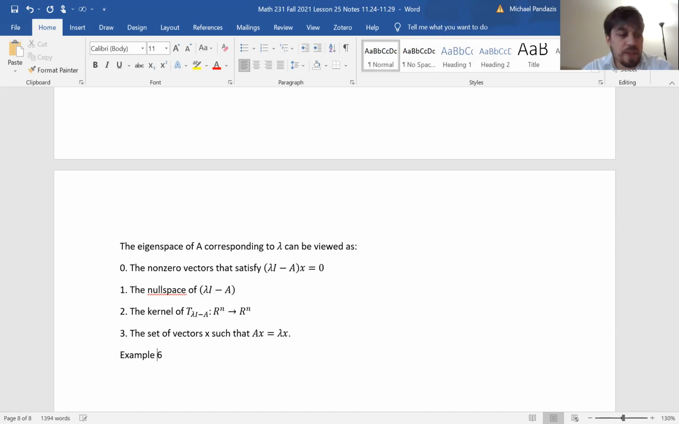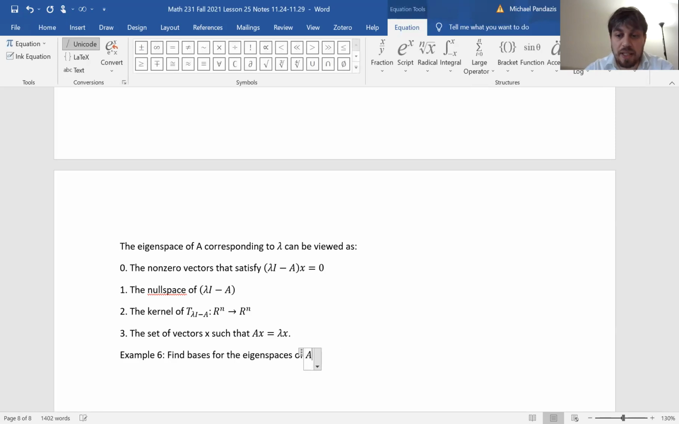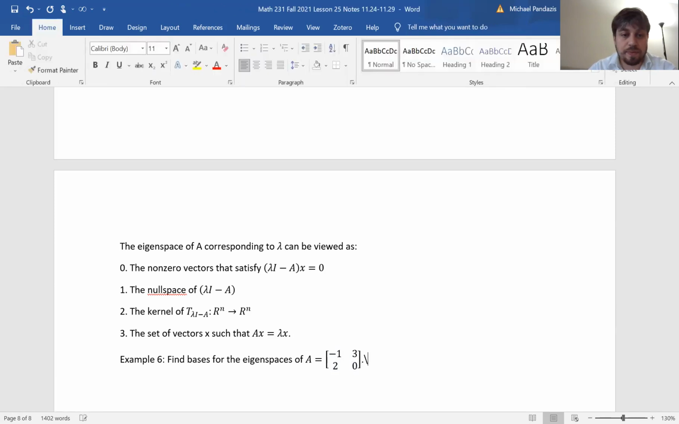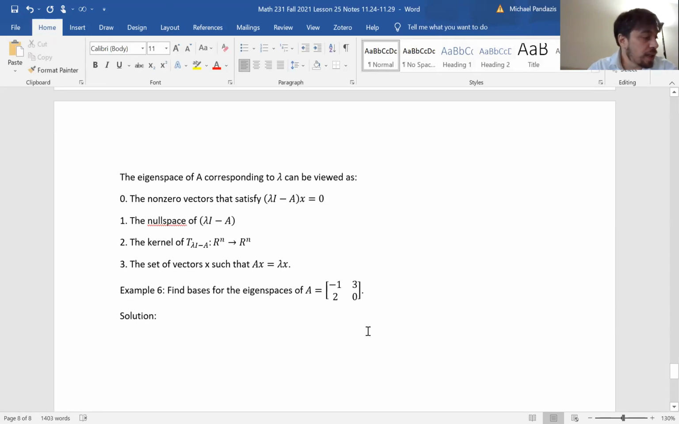Okay, so in example 6, we find the bases for the eigenspaces of matrix A, which is this 2 by 2 matrix: -1, 3, 2, 0. Okay, so solution.